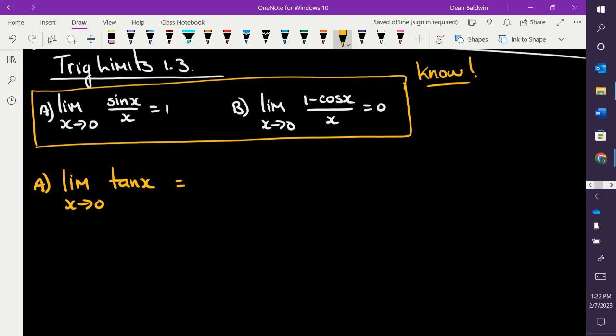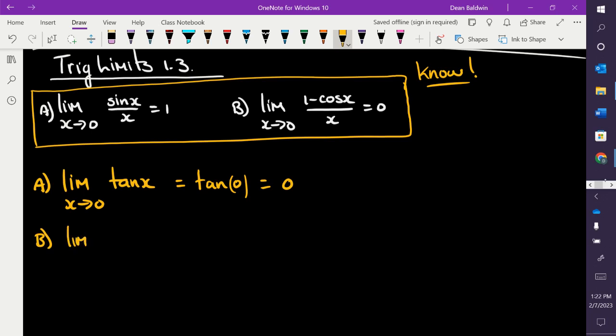You should always try plugging it in first. Because if you put in tan of 0, what's tan of 0? 0. That's a legitimate answer. So the answer is 0. The only time you have to manipulate it is if it's undefined, if you're dividing by 0. So your default is always to try to plug stuff in.